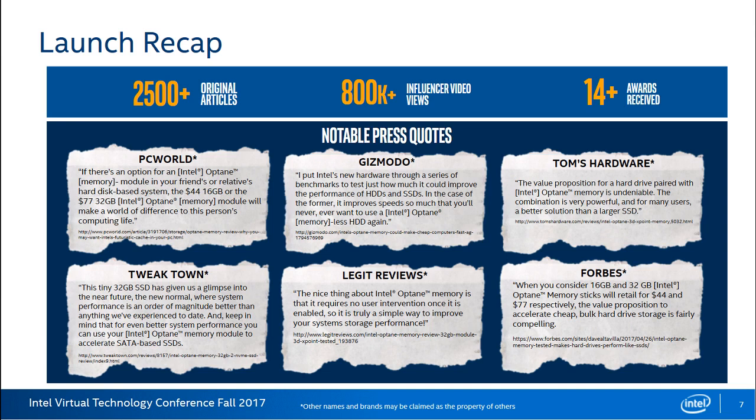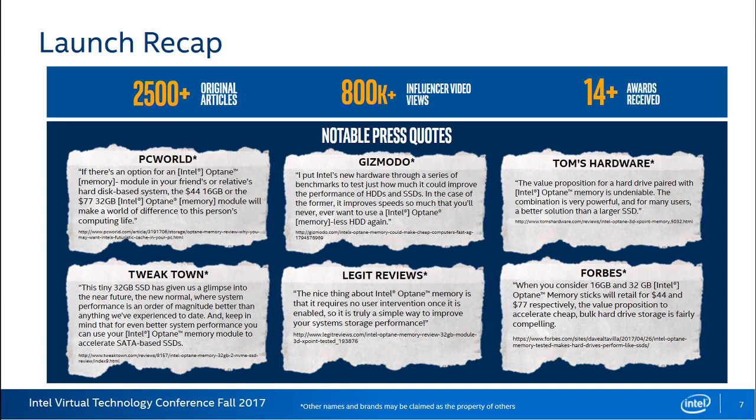We as well have a variety of quotes just to highlight some of the things the press are saying and talking about Intel Optane memory and highlighting some of the value and performance and responsiveness benefits it brings. One I would like to highlight for you is the Forbes quote in the bottom right-hand corner. In that article, they highlighted that when you consider 16 and 32 Intel Optane memory modules retail for $44 and $77 respectively, the value proposition to accelerate cheap, bulk hard drive storage is fairly compelling.